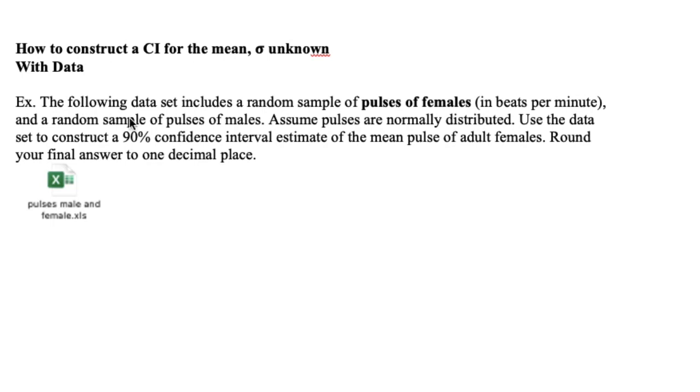In this example, the following data set includes a random sample of pulses of females in beats per minute and a random sample of pulses of males. Assume pulses are normally distributed. Use the data set to construct a 90% confidence interval estimate of the mean pulse of adult females. Round your final answer to 1 decimal place.